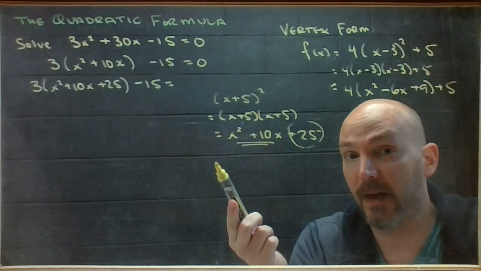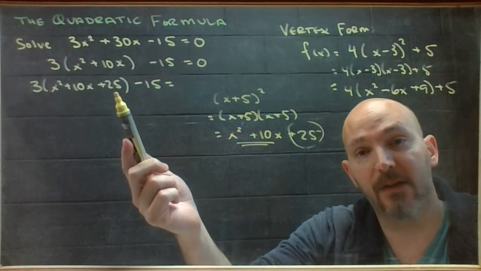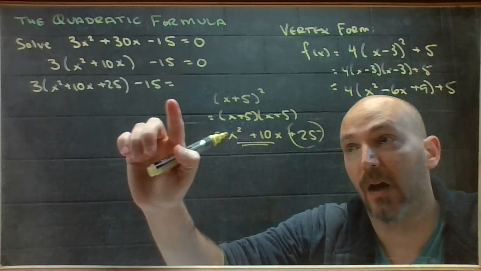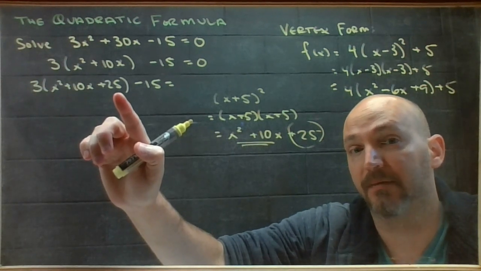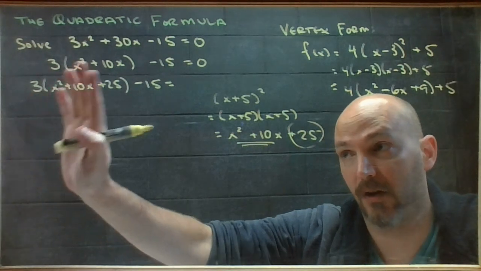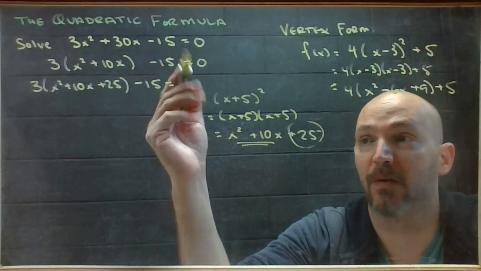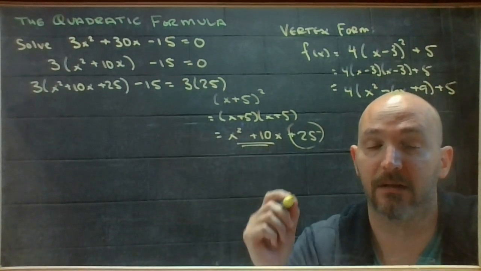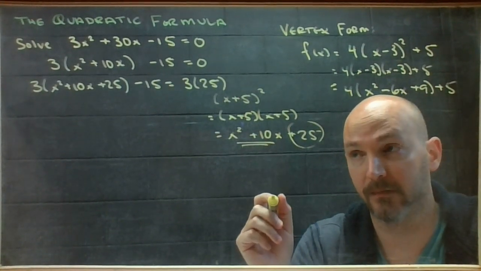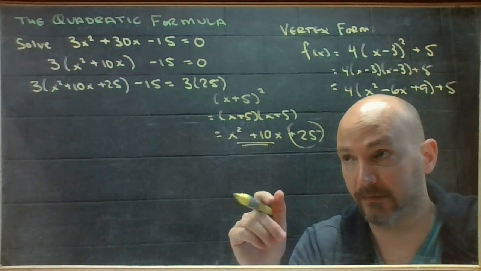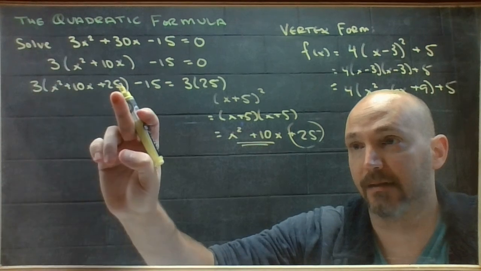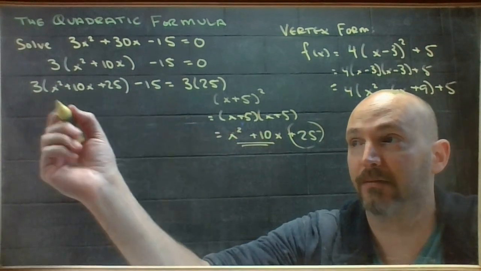Now you're allowed to do that to an equation as long as everything you do on the left side, you do on the right side. So I introduced 25 times 3 on the left side. So I'm going to have to introduce 25 times 3 on the right side. So this equation is still balanced. I can rewrite this as x plus 5 squared.